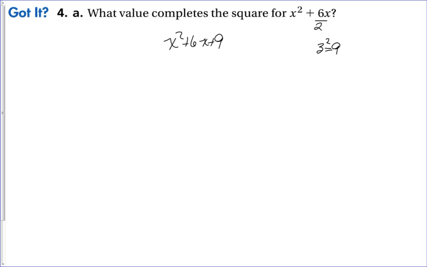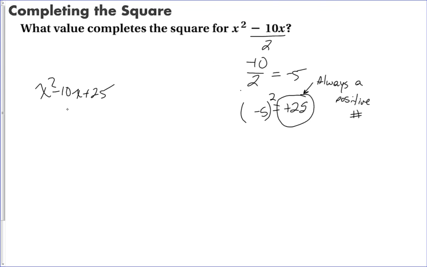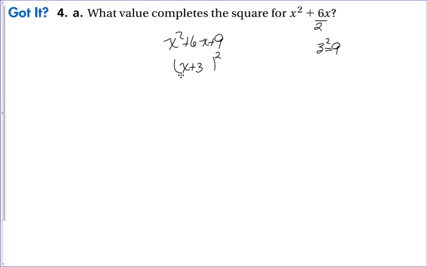And that's really all there is to completing the square, because now you can factor this into x plus 3 squared. Just like we could factor this one into x minus 5 squared, because since this is a positive, we know they're the same. Since this is negative, we know it's going to be negative. So completing the square is quite simple. You just simply take your b term, in this case it's 6, half it, we got 3, and then square that, we got 9. So our perfect square trinomial would be x squared plus 6x plus 9.